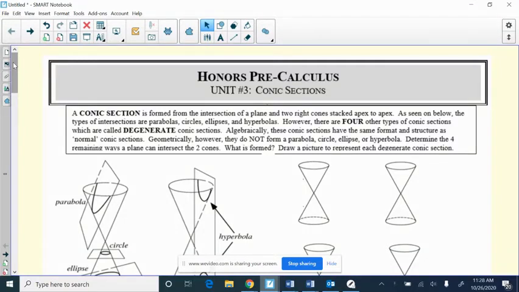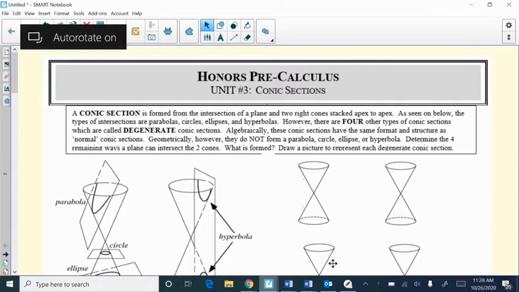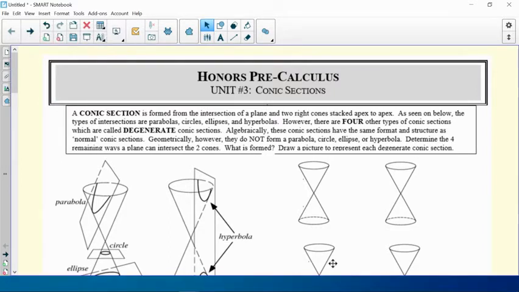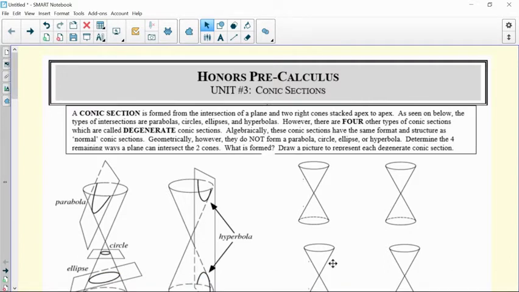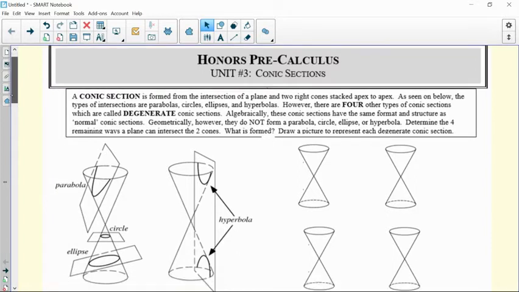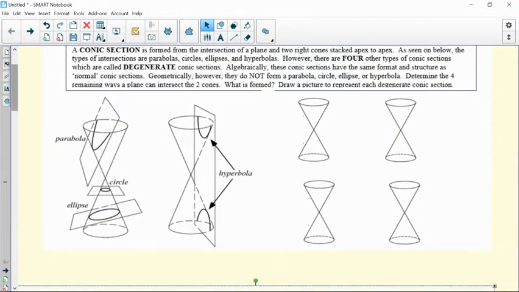Okay, so we're going to go ahead and start looking at our next unit, which is conic sections. A conic section gets its name from the way a plane can intersect a cone, and actually two right cones stacked. Well, it's not a vertex; it's actually called an apex here. The geometry of it you don't necessarily have to know, although it's interesting. But the way that plane can intersect these two cones will form our four conic sections.